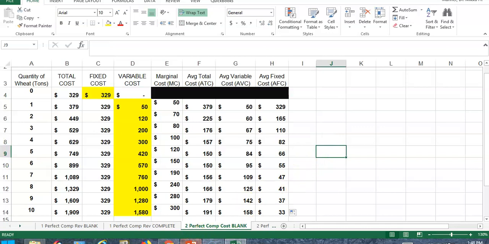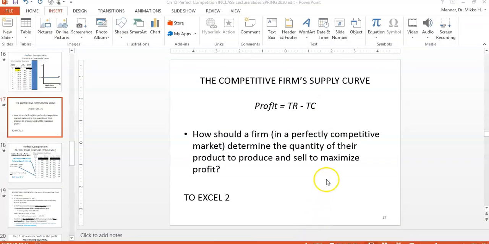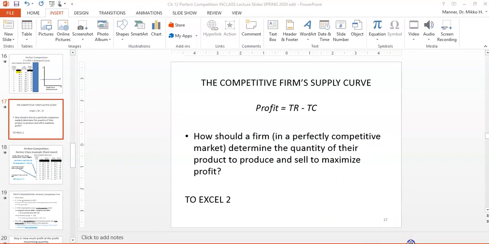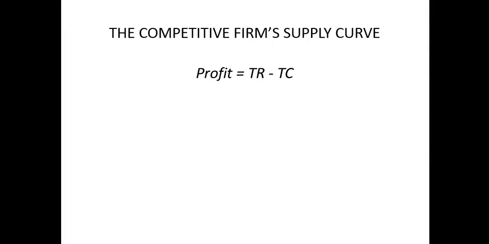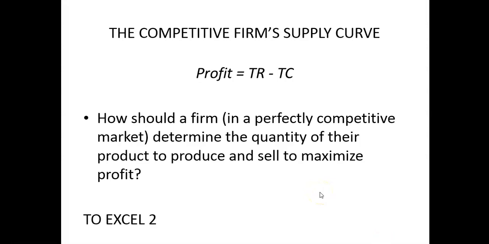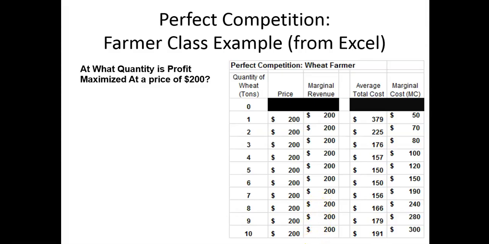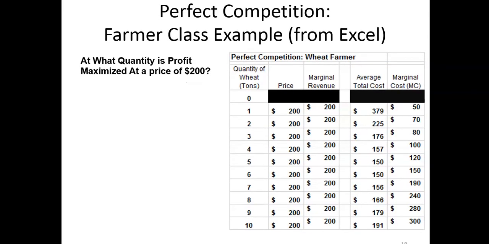Okay, so now we have our costs. Now we have our revenues. So now we need to combine them, right? Because total revenue minus total cost is profit. So we need to utilize that to figure out with the appropriate piece of information what quantity this farmer should produce to maximize profit.